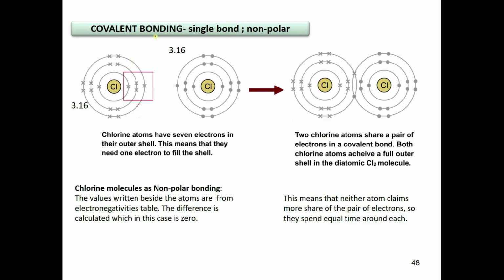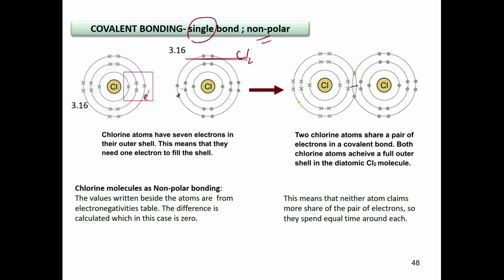Now we look at another example of a single bond, but non-polar. There's no polarity between the atoms when it forms covalent bonding. So it happens in chlorine gas between two similar chlorine atoms. So you see here, both chlorine atoms need only 1 electron in order to reach octet. So each of the atoms will share 1 of their electrons to be stable. So it forms a single bond.